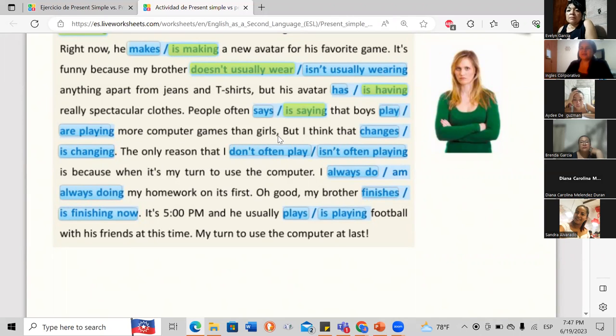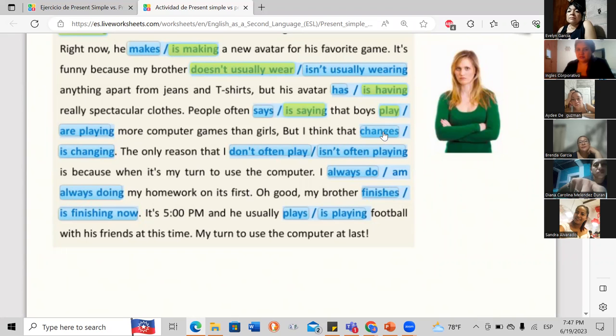The boys are playing more computer games than girls. Is play? Play. Yes. Okay. But I think that games... Sería playing. Okay, Brenda. But I think that change or is changing. Change. Okay.